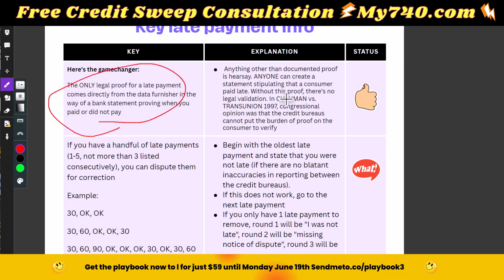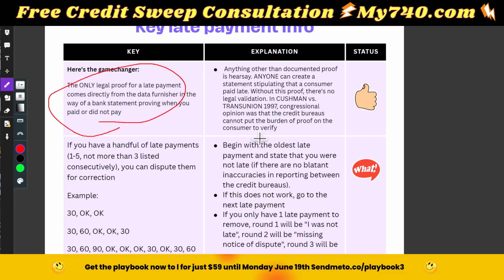Why is that? Well, the explanation behind this is that anything other than documented proof is hearsay. Anyone can create a statement stipulating that a consumer paid late. I can literally say that the President of the United States was supposed to pay me on X date and he didn't, and here is the statement, and it's for $10,000. He owes me $10,000. But without this proof, there's no legal validation.